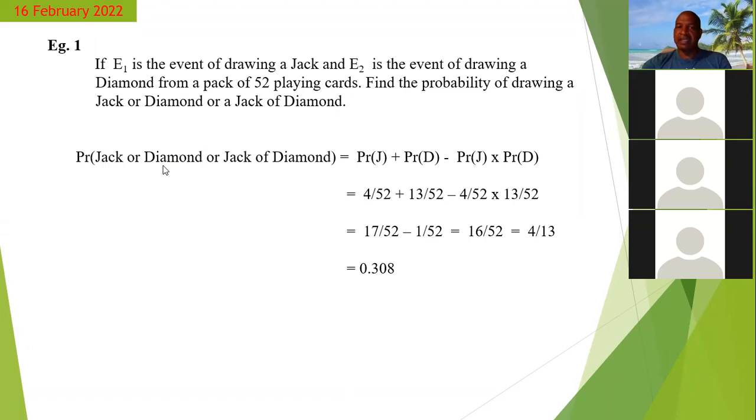So the probability of getting a jack, we have 4 jacks in the pack, so it's 4 out of 52. The probability of getting a diamond, we have 13 diamonds in the pack, so we have 13 over 52. The probability of getting a jack of diamonds is only 1 jack of diamonds in the pack. So this jack would occur in the probability of jack, and this jack and this diamond would occur in the probability of diamond.